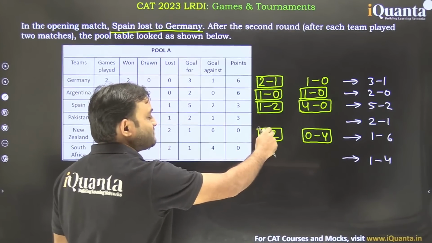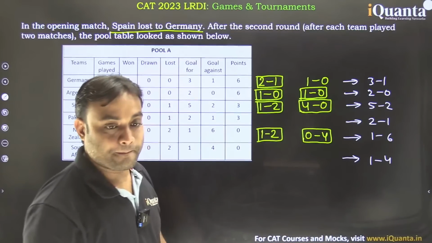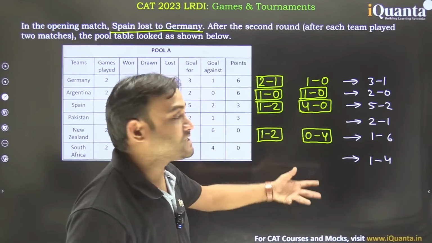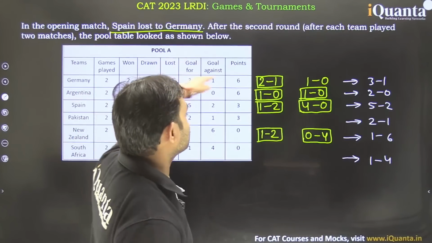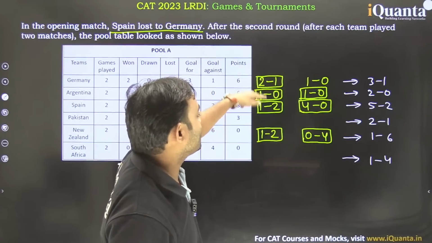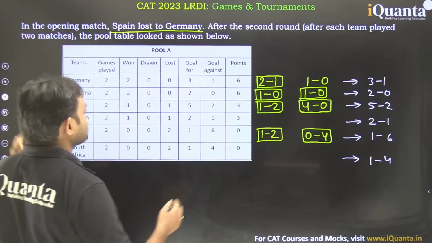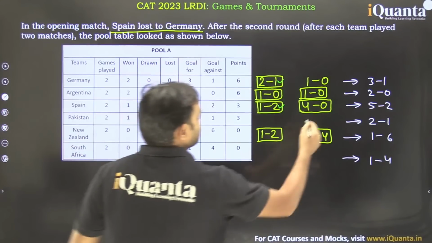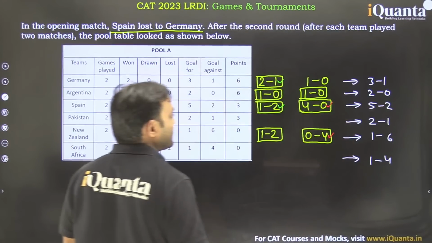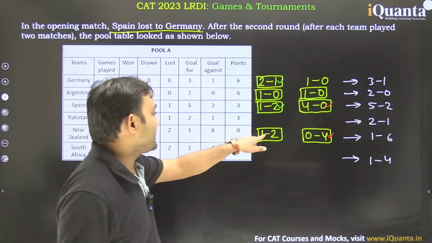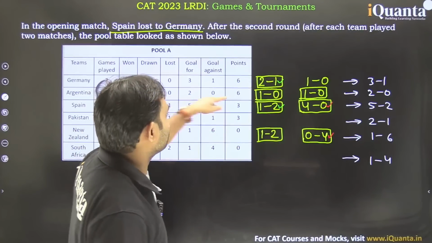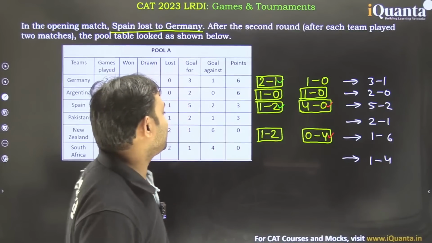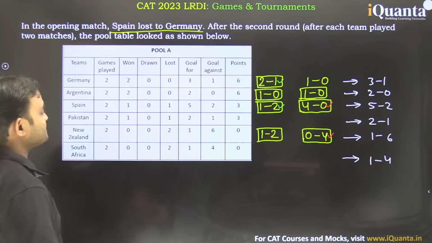New Zealand must have lost this match against which team? Okay. New Zealand lost this match by 1-2 against which team? It's not possible against Germany because Germany won 1-2 against Spain. These two matches are connected. Now this score line is not in the share of Argentina. This score line could not be against Germany. This score line could be against only one team, which is Pakistan.